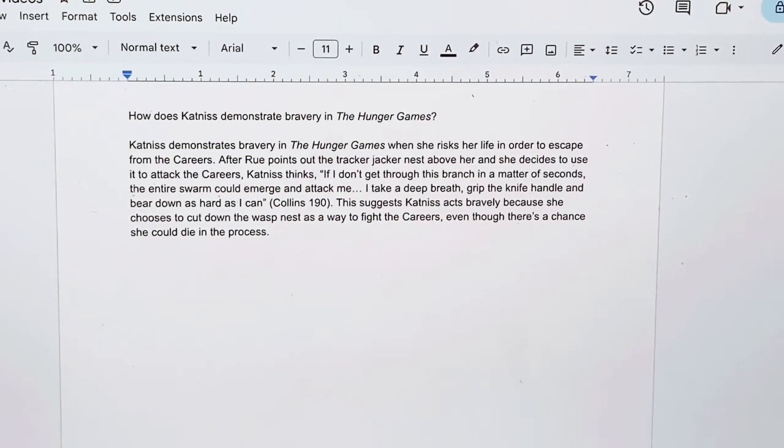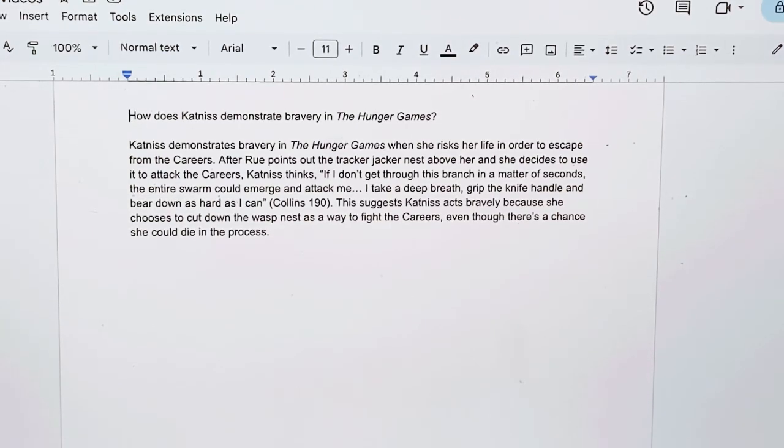After Rue points out the Tracker Jacker nest above her and she decides to use it to attack the careers, Katniss thinks, "If I don't get through this branch in a matter of seconds, the entire swarm could emerge and attack me. I take a deep breath, grip the knife handle, and bear down as hard as I can." This suggests Katniss acts bravely because she chooses to cut down the wasp nest as a way to fight the careers, even though there's a chance she could die in the process.